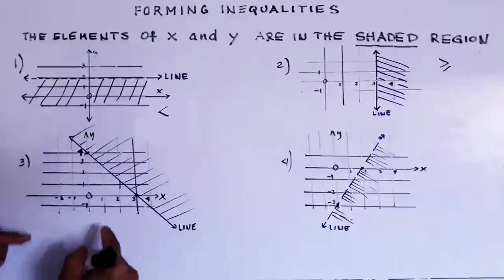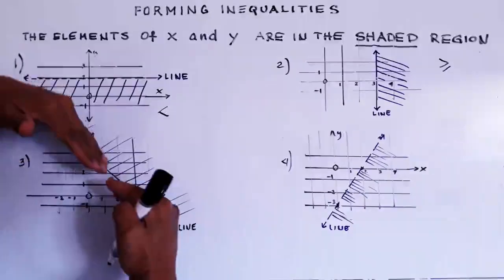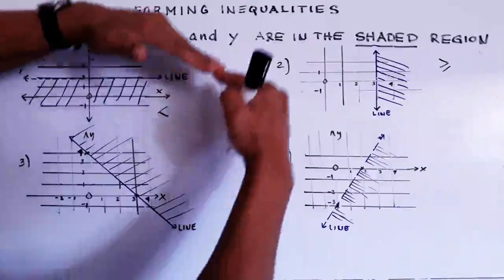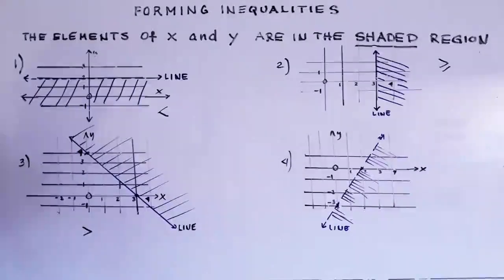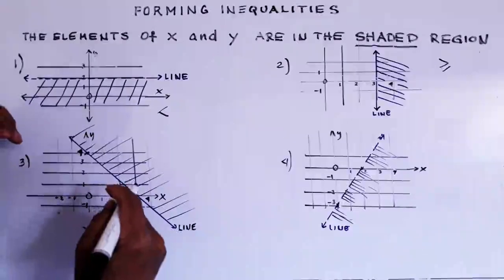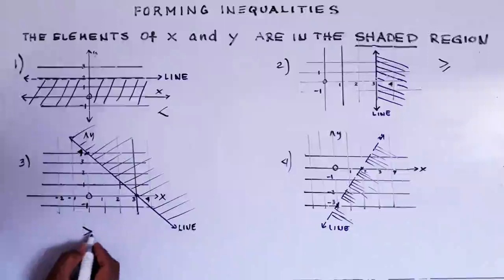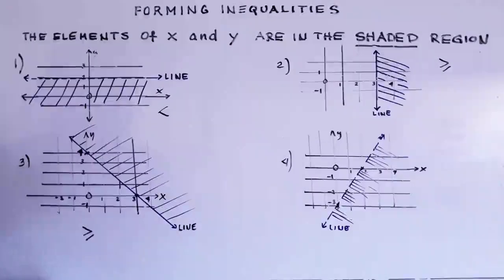And for number 3 here, we say that the shaded area is going up, it's going to heaven like that. So it means it's greater. We will use the greater here. Now, is it dotted or visible? It is visible. So here we have greater than or equal to.